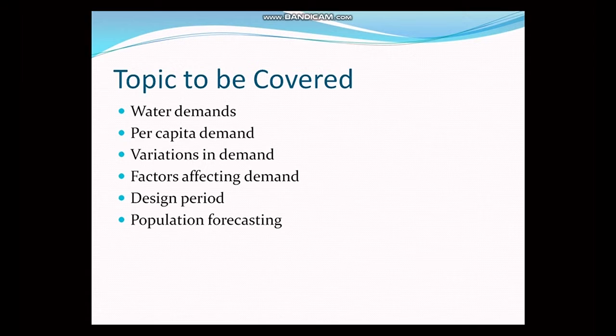Now let us first proceed to have a look at the topics that we are going to cover in this lecture. That is water demands, per capita demand, variations in demand, factors affecting demand, design period, and population forecasting.